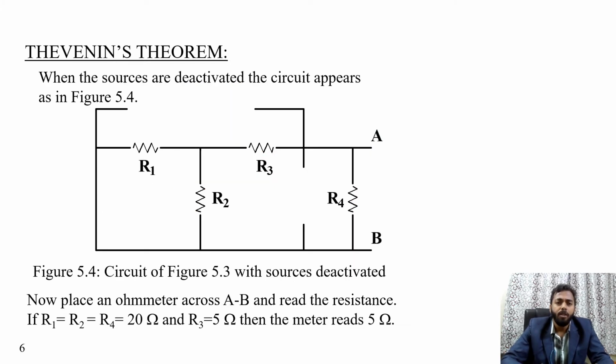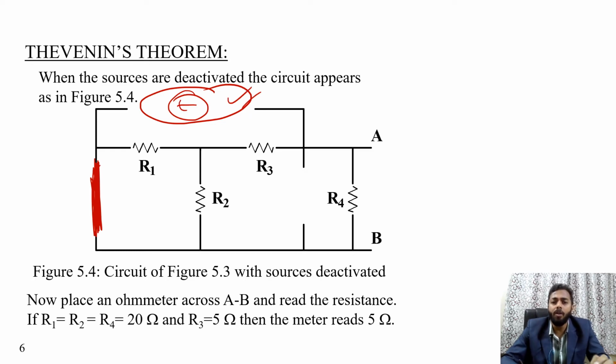Under Thevenin's theorem, we have to disconnect the current source and short the voltage source. Disconnecting the current source means you remove it from between its terminals, and you short the voltage source. This is shorted; previously it was the voltage source, now it is shorted. Previously it was the current source, now it is open. Then only we have deactivated the voltage and current sources.